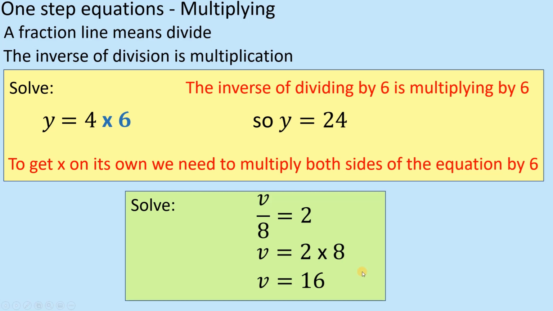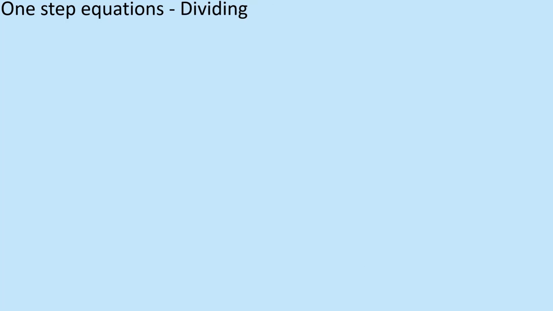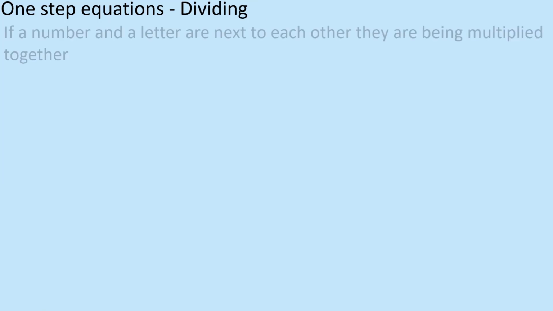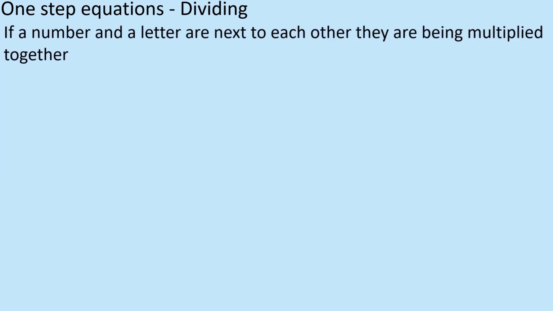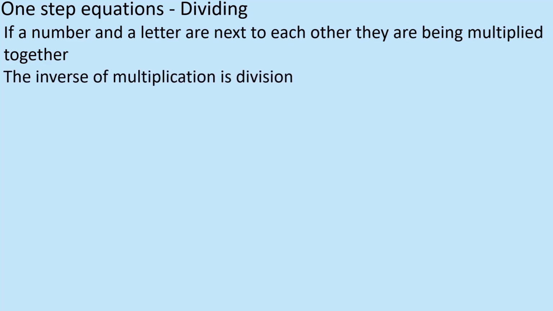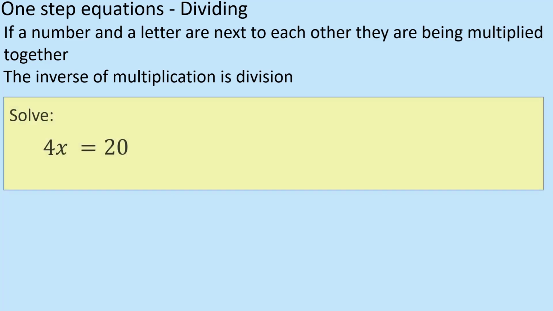Okay, so let's look at dividing. It's very, very similar to multiplying. It's going to be the other way around. So if a number and letter are next to each other, then they are multiplied. That's something you'll have learned before. But the inverse of multiplication is, of course, division. So if you've got something times x, and that's what that means, which is what we were talking about over here, that's 4 times x equals 20.